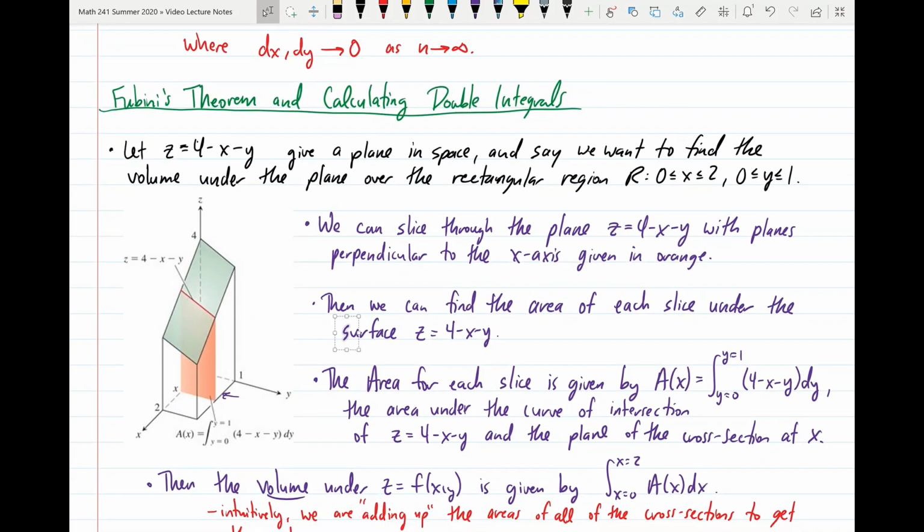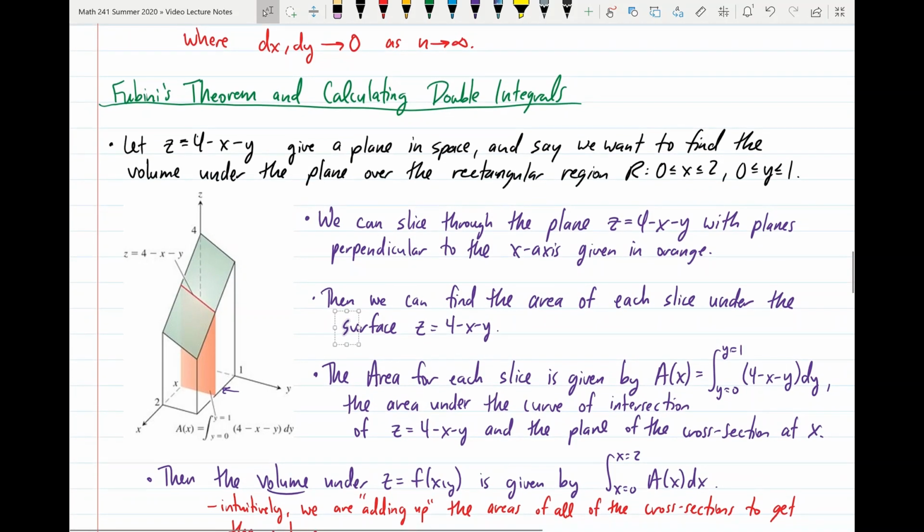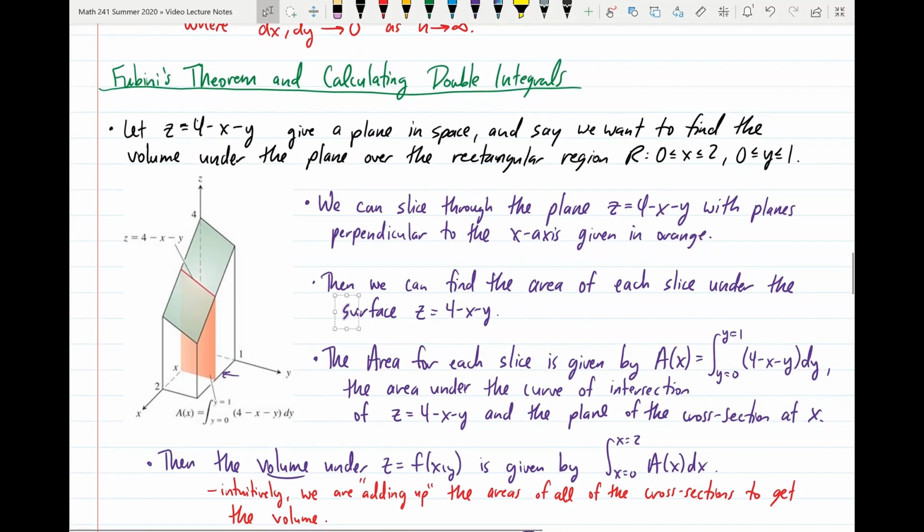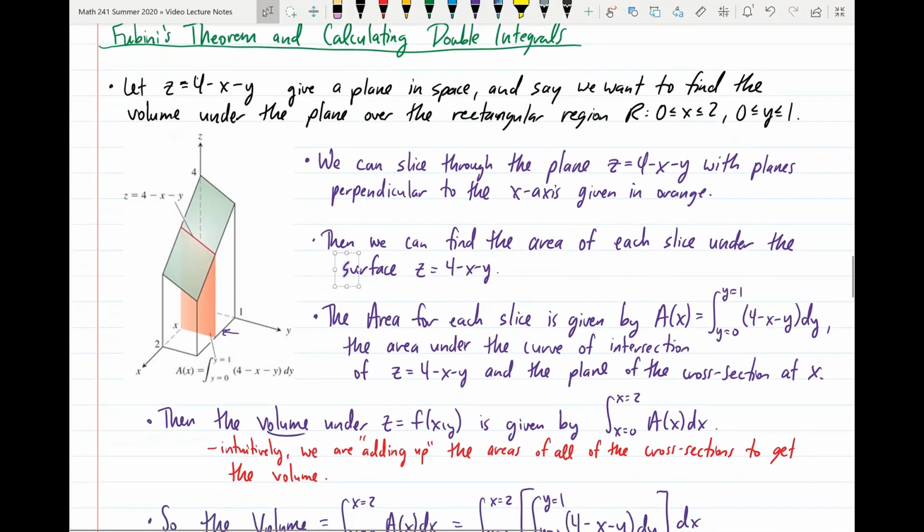So let's say that we have a function z equals 4 minus x minus y, and this gives us a plane in space. And say we want to find the volume under the plane over the rectangular region R, which is the region where x is between 0 and 2, and y is between 0 and 1.